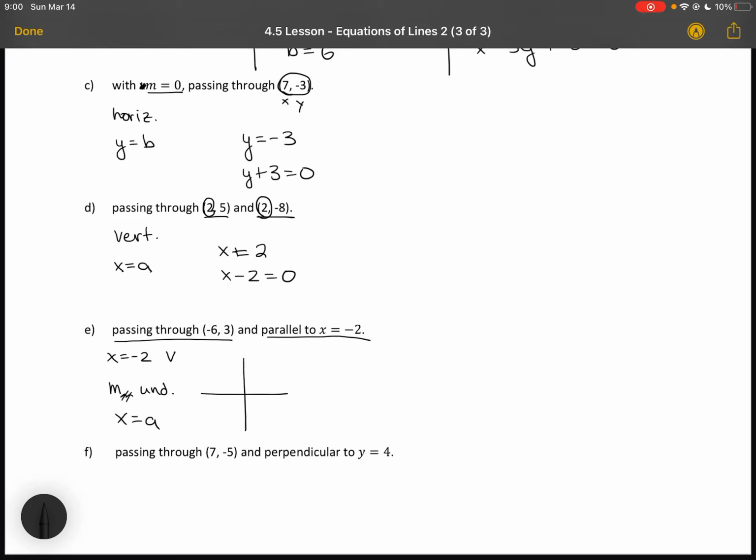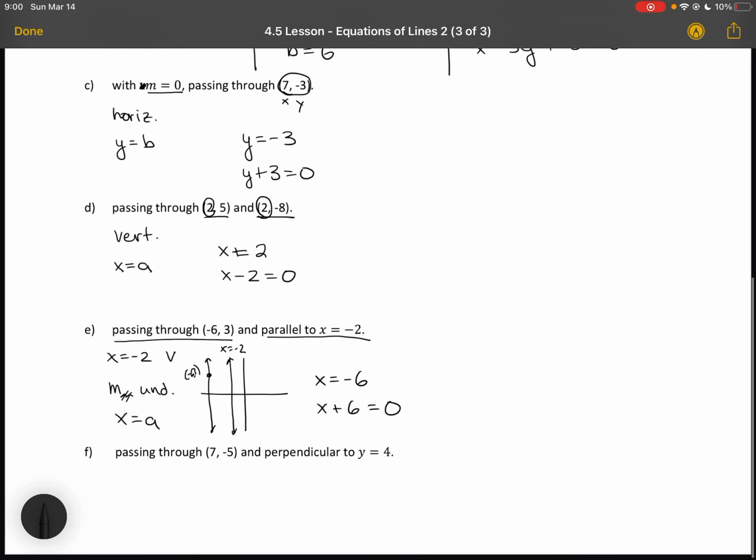So I'm going to draw, this is my x equals -2 right here. Now I'm looking for a line that is parallel to that and goes through the point -6, 3, which is right here. A vertical line that goes through that point must have all the same x coordinates, so x equals -6. Putting it into standard form is x plus 6 equals 0.